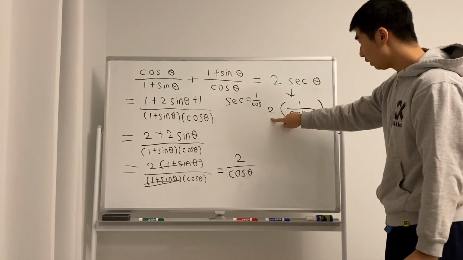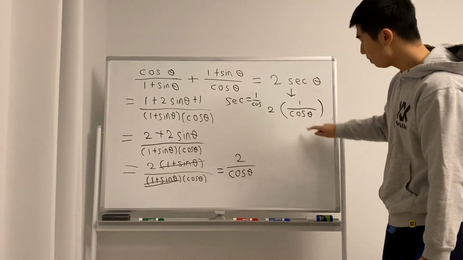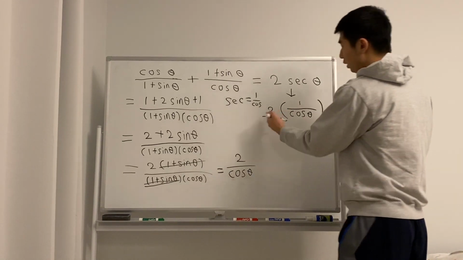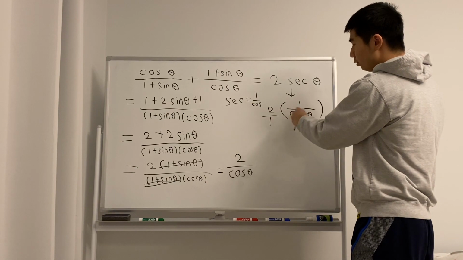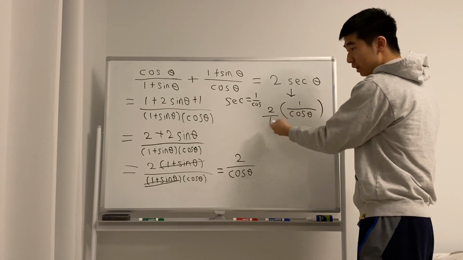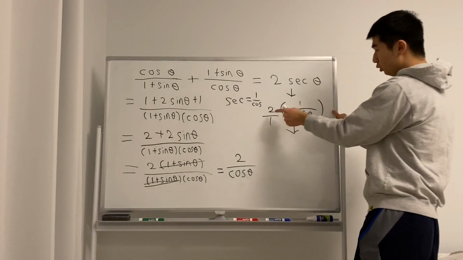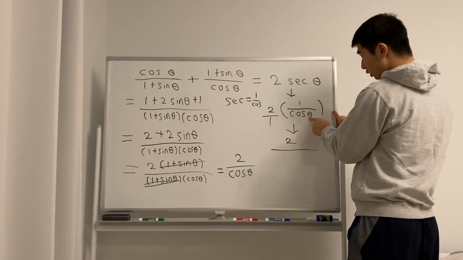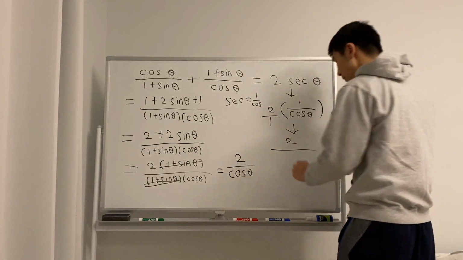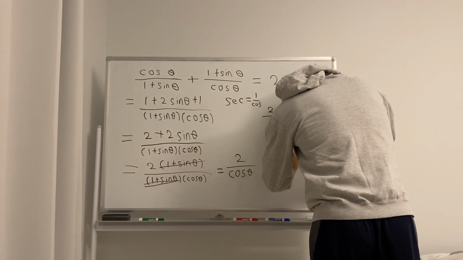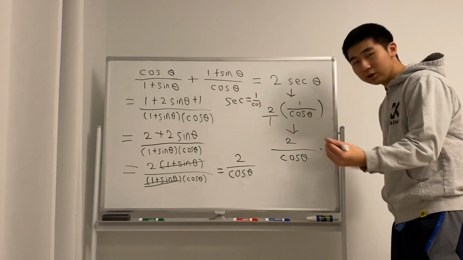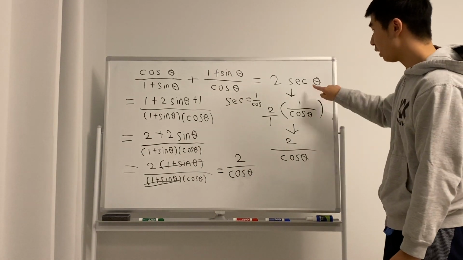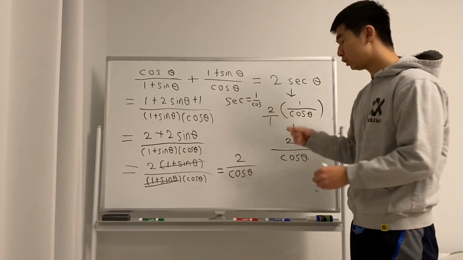And now when you multiply the 2 by the 1 over cos theta, you know how 2 is the same thing as 2 over 1. When you're multiplying fractions, you just multiply the numerators and the denominators. So when you multiply these two, you get 2 times 1 is just 2. And cos theta times 1 is just cos theta. Okay, and notice how 2 over cos theta is what we got here, and 2 over cos theta is what we got here. So we proved this trigonometric identity.